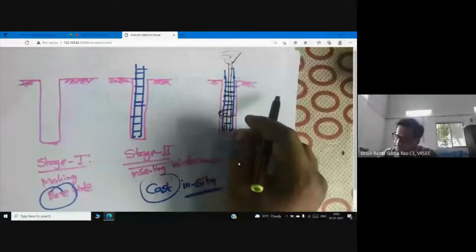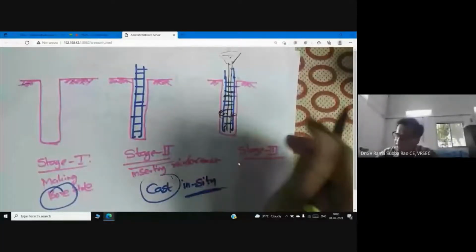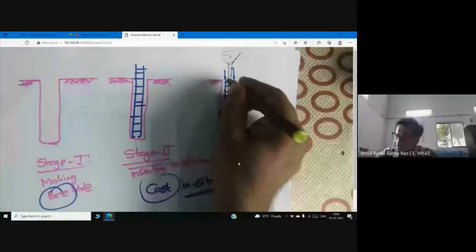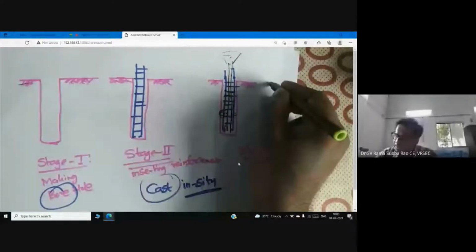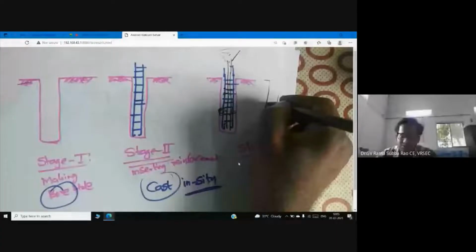So now at the end you can see this is the pile. So one can see the pile here. So this is the bored cast in situ pile. We will allow time for curing and other things. So this is the way we use it to construct.